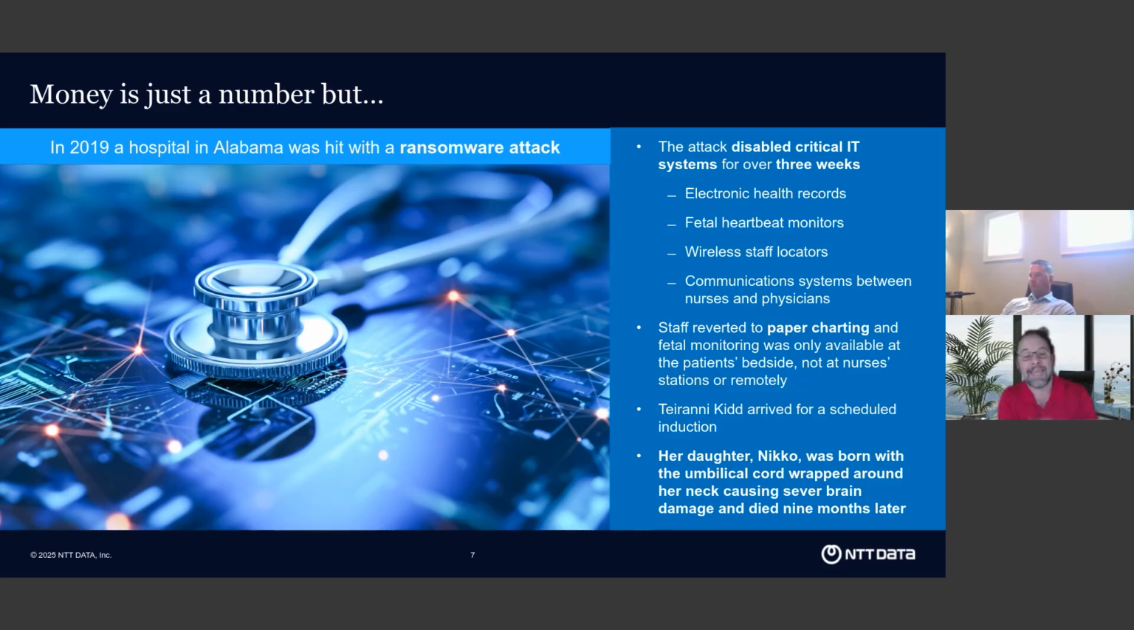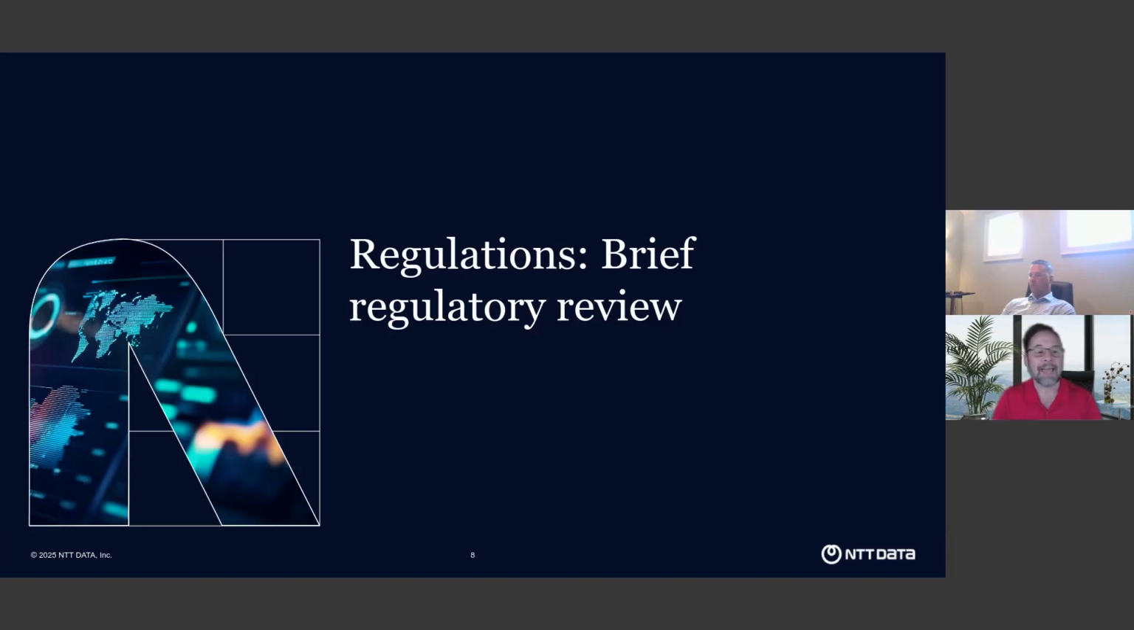She was going to be induced into having her child. And because of the inability to keep up on the fetal heart rate, her daughter was actually born with the umbilical cord wrapped around her neck, which resulted in severe brain damage, and that child died 9 months later. So this is a situation where the death of a newborn baby was directly attributable to a ransomware attack that targeted connected medical devices. So, the money, $1+ billion, is a big deal. But that's not the only thing that we're talking about. We're talking about actual people's lives, which, again, it's hard to put a price tag on that kind of thing.